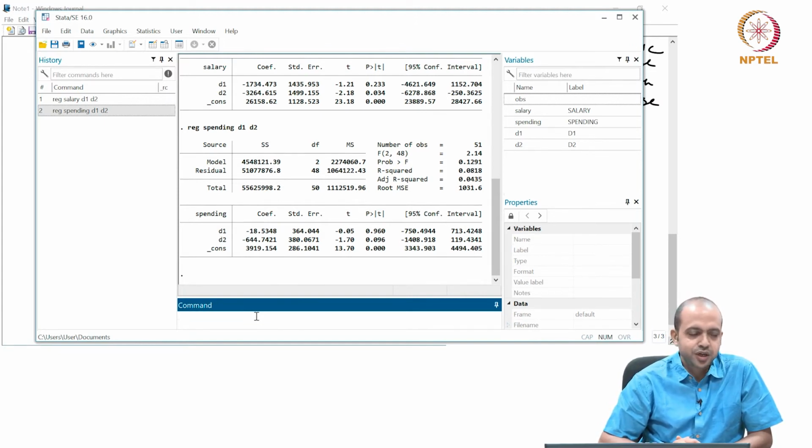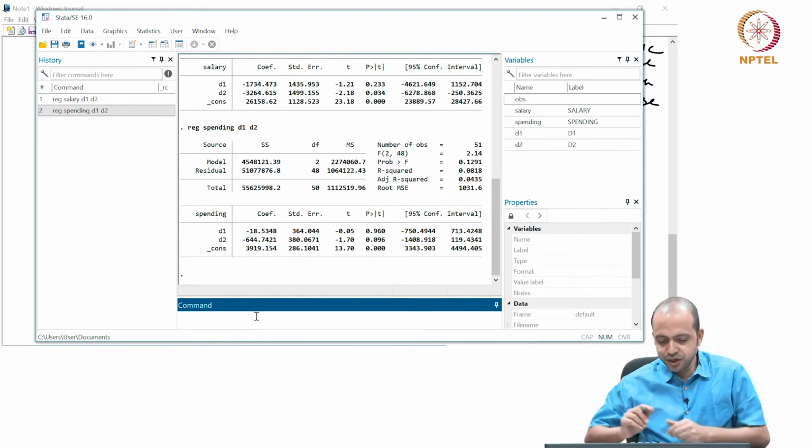And same way you can interpret these coefficients. What does the constant term indicate? The constant term 3919 tells you the per student spending in the western region. So, government in the western region spends $3,919 per student yearly, and that of northeast or north central is 3,919 minus 18 point something, and for the southern region it would be 3,919 minus 644. Okay.